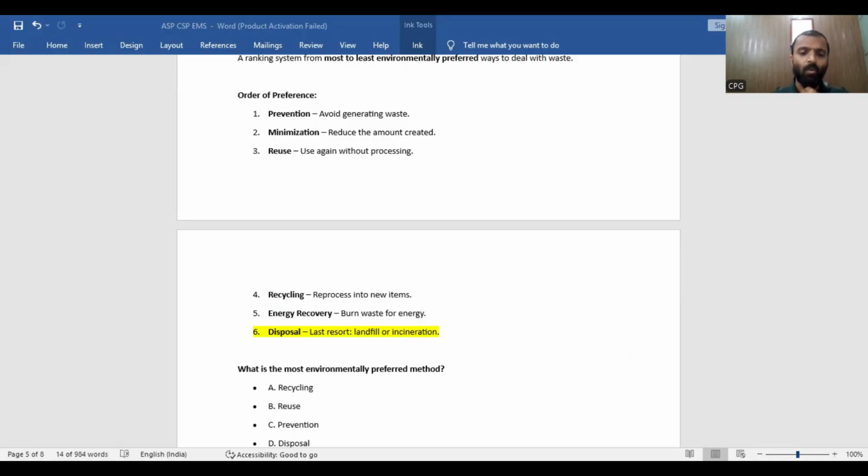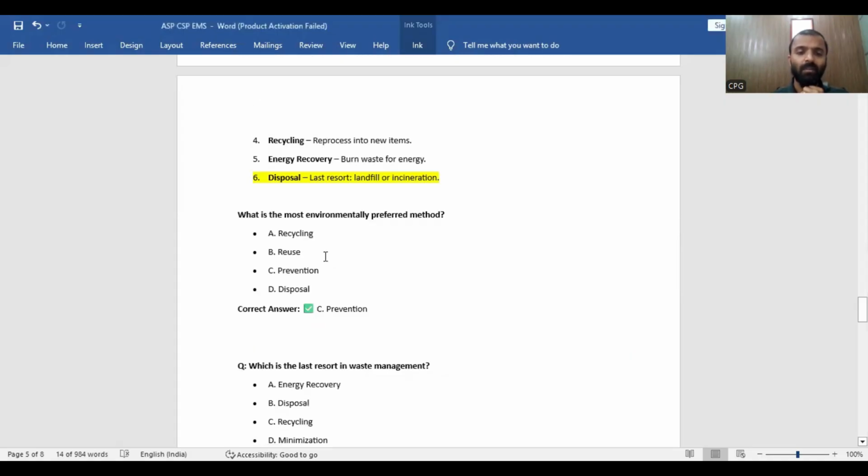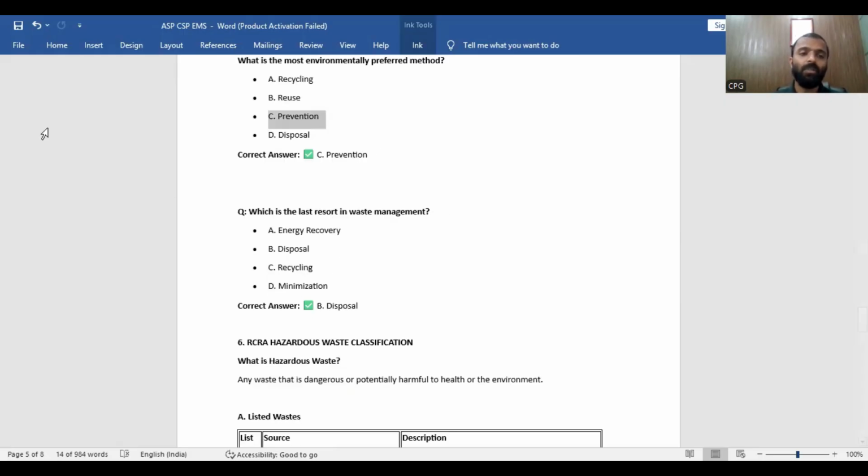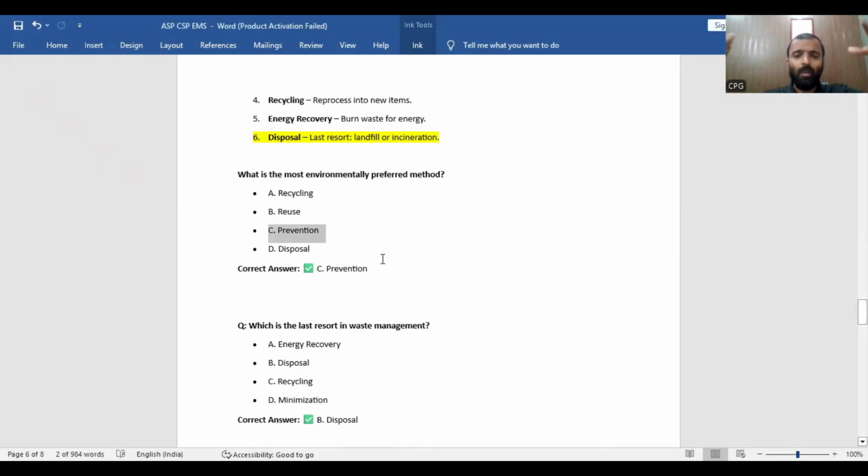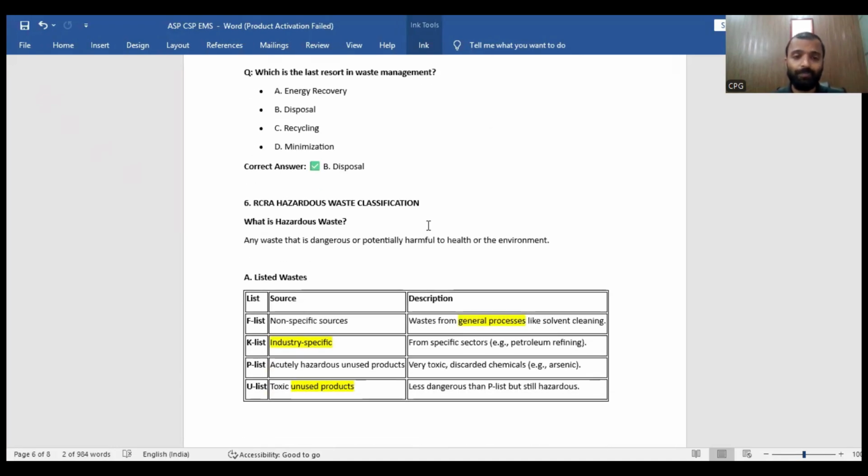Okay. What is the most environmentally preferred method? The most environmentally preferred method is prevention. The least environmentally preferred method is disposal. We don't like disposal, because it is not good for the environment. We are putting waste into the land and concreting over it, or making a big dump and putting all the waste into that land. So land is getting polluted, and water bodies are also getting polluted. If we use the incineration method, air is also getting polluted.